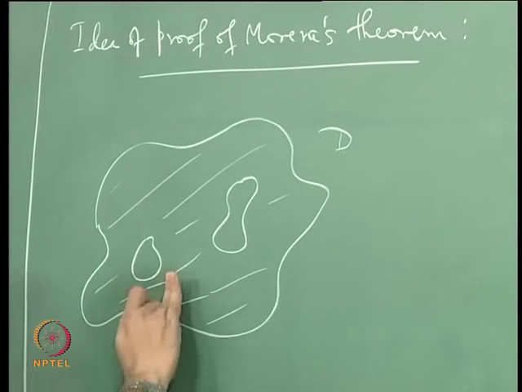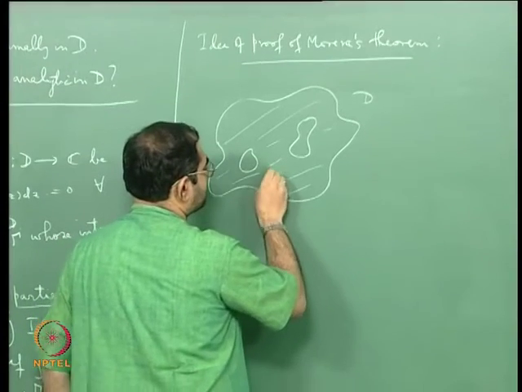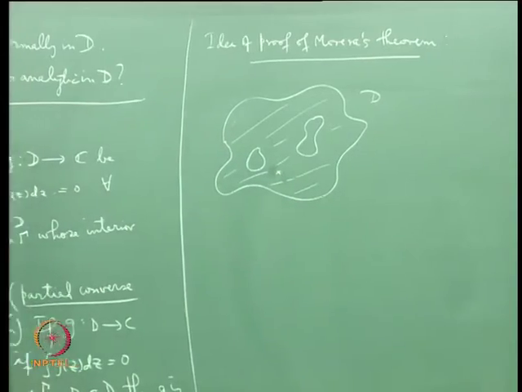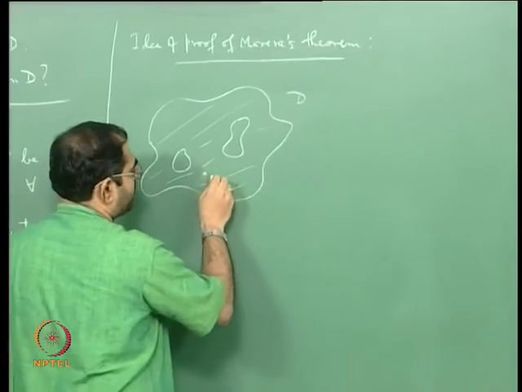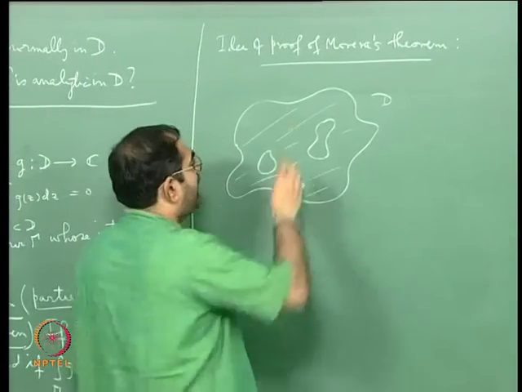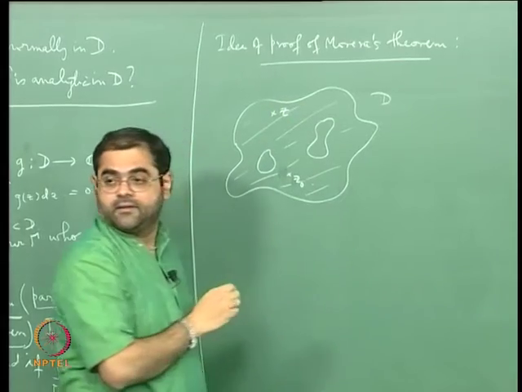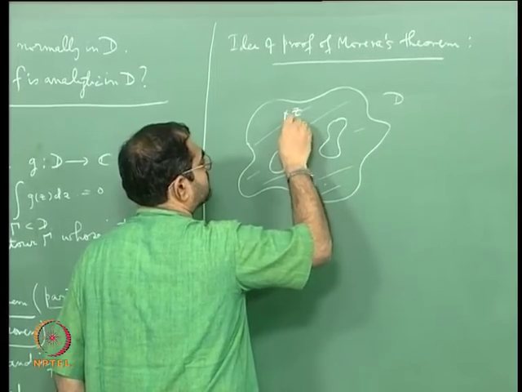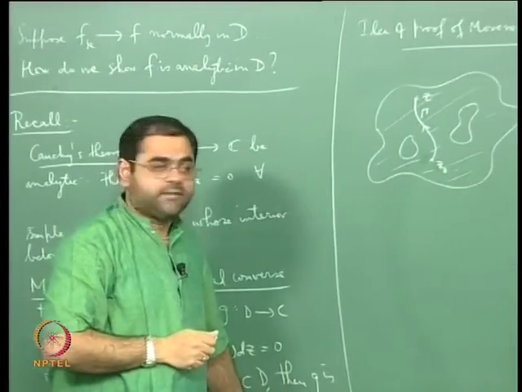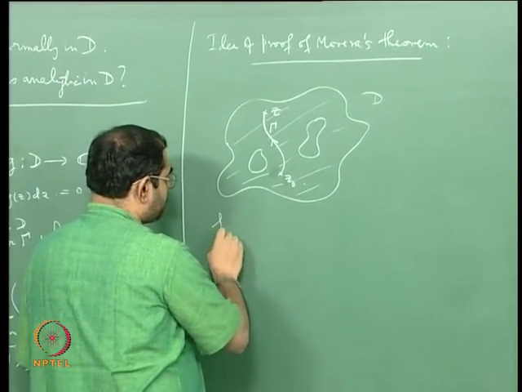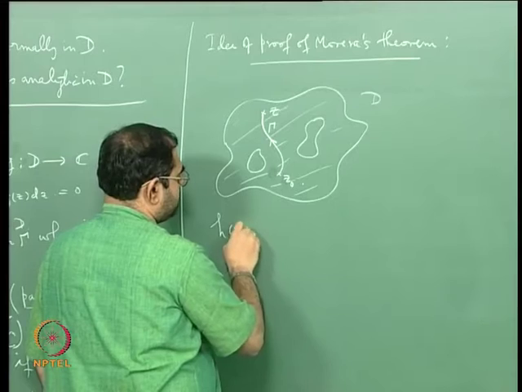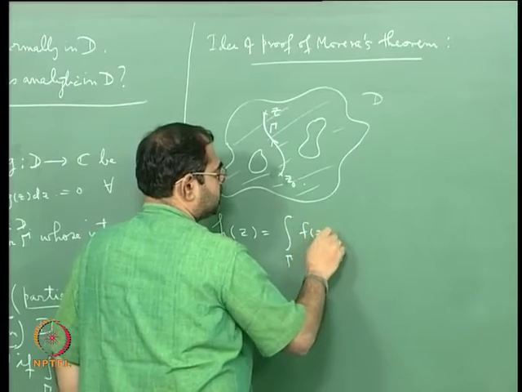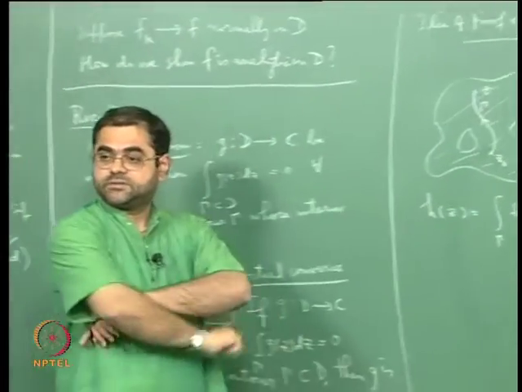And look at the condition: how do I use the condition that the integral over any closed loop is 0? You take a point z0, you fix a point z0, okay, and take any other point z. What you do is you join z0 to z by a path gamma, okay, and then you look at the function h of z given by the integral over gamma of f(z) dz. Look at this function, okay.